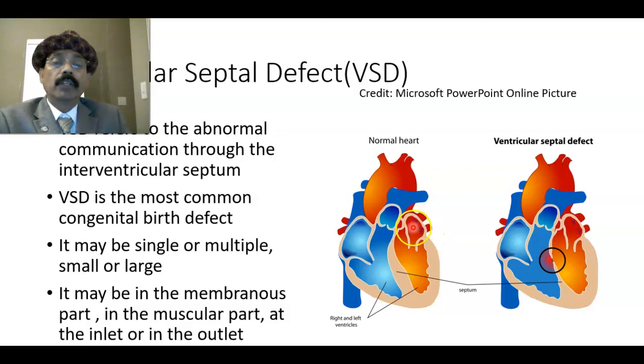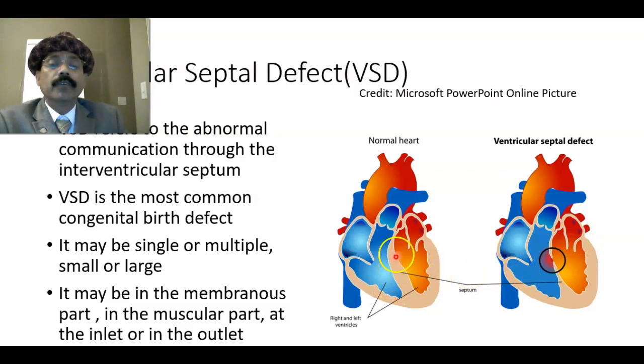After it reaches the left atrium, from the left atrium blood goes by means of the mitral valve at the left atrioventricular opening to the left ventricle. From the left ventricle, blood is pumped out through the ascending aorta, then the arch of the aorta, and the descending thoracic aorta. So this is the normal heart circulation.